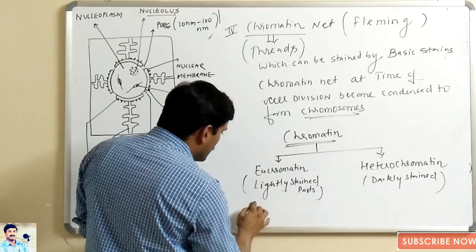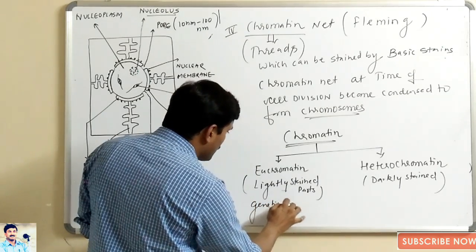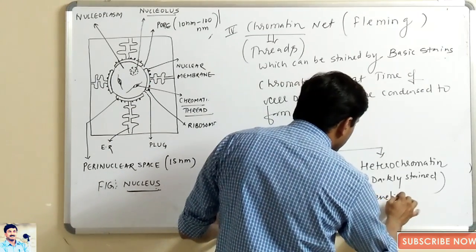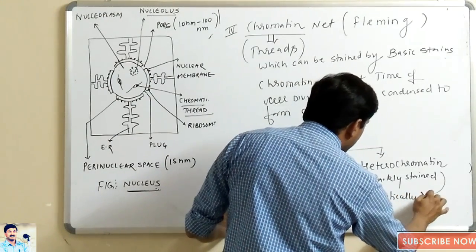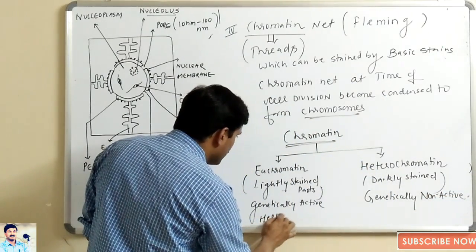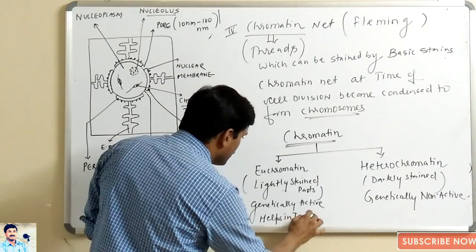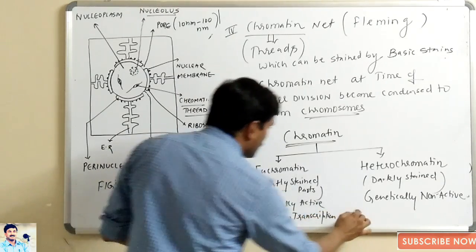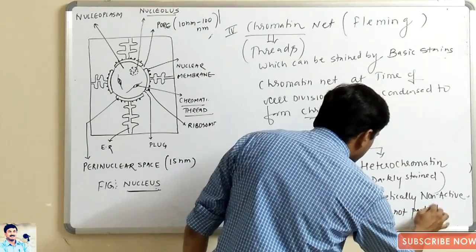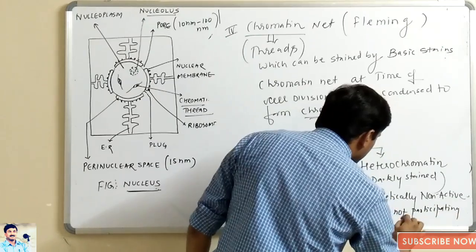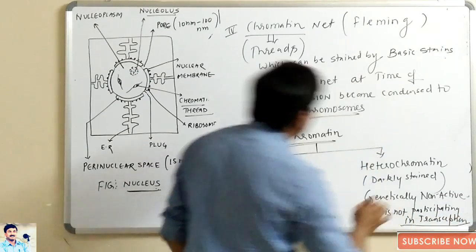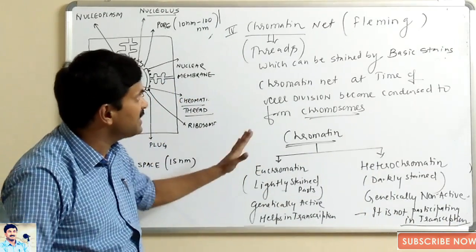Okay, and this is the darkly stained part, and this is the lightly stained part. Okay, it is genetically active and it is genetically non-active part. It helps in transcription and it is not participating in transcription. Okay, so these were the four components of the nucleus.